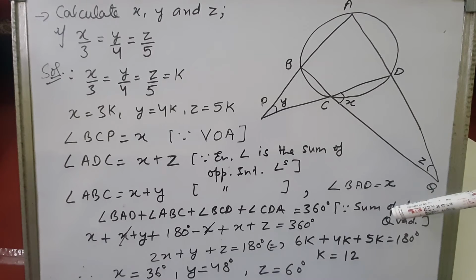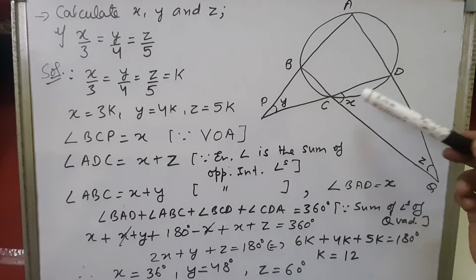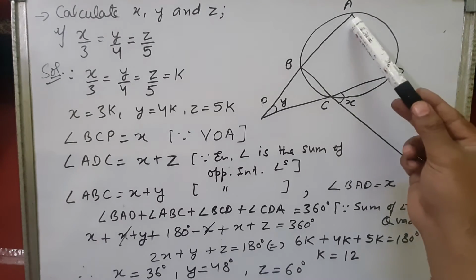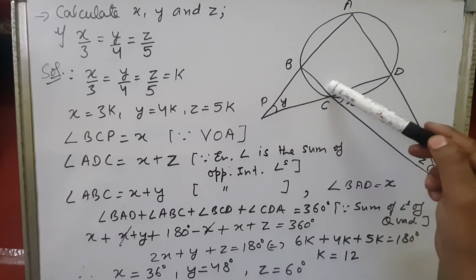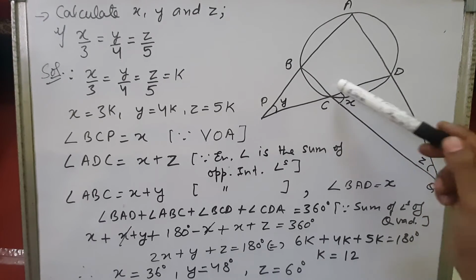I have not written all the reasons, children. What I am saying, you need to write. Where I have written angle BAD equals x, here you have to write the reason: exterior angle of a cyclic quadrilateral is equal to the opposite interior angle. Right, the reason here. And then this angle will be 180 minus x, because they are supplementary angles.